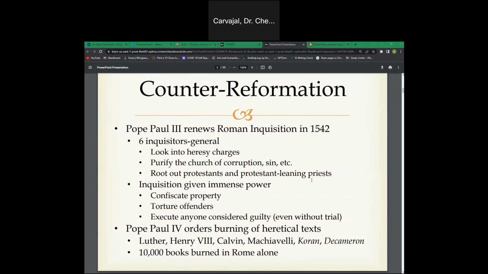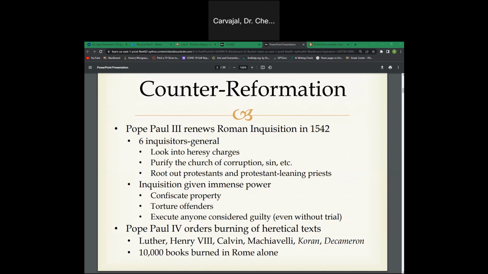And a lot of what was destroyed, was it really bad stuff? No, it was writings by Protestants and non-Catholics. So look at the list down at the bottom: Martin Luther; Henry VIII, who founded the Anglican Church, even for spurious reasons; John Calvin's writings; Machiavelli, because he was not writing about religion at all; the Quran, because of course you can't have people reading Islamic texts; Decameron.